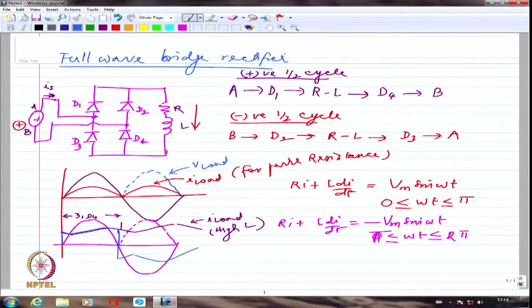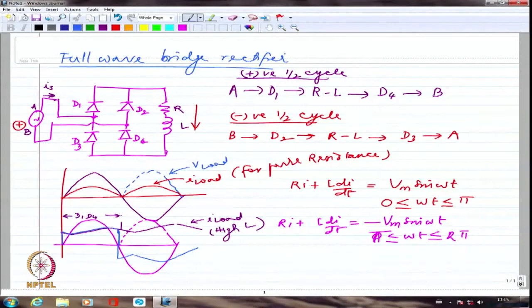So there is no question of any saturation of the transformer. If I put a transformer on this side, it will have an equal amount of fluxing and defluxing. So there is no question of the transformer accumulating flux and then getting saturated. It will never happen. So you will not see any saturation in the case of a full bridge rectifier. This is one of the major advantages of the full bridge rectifier.